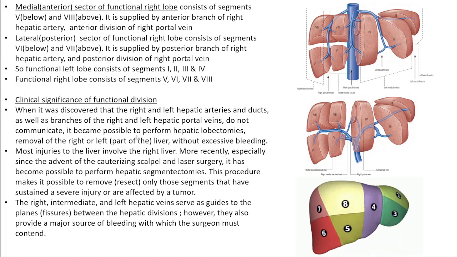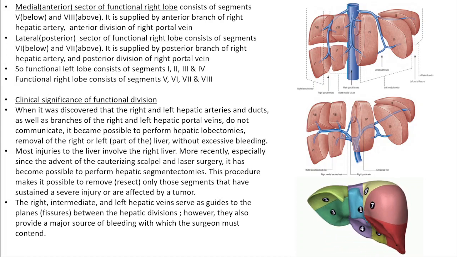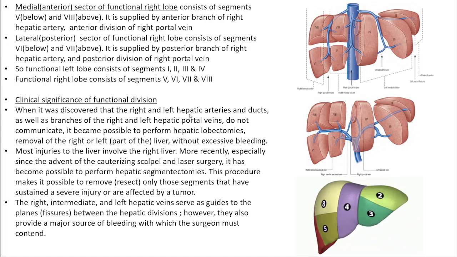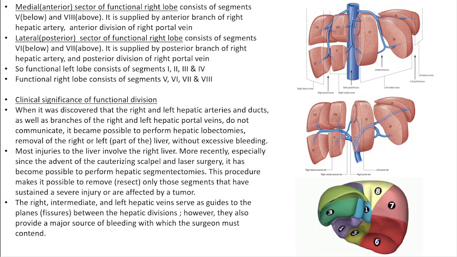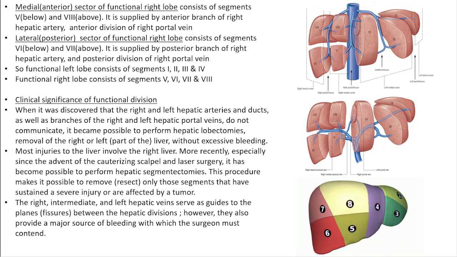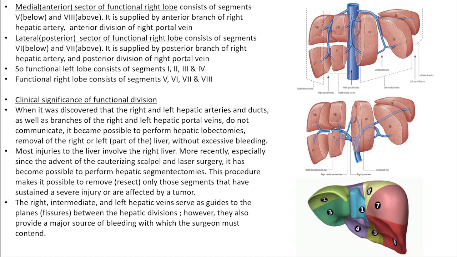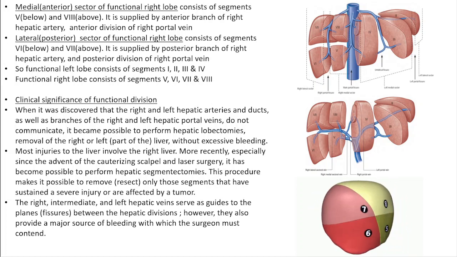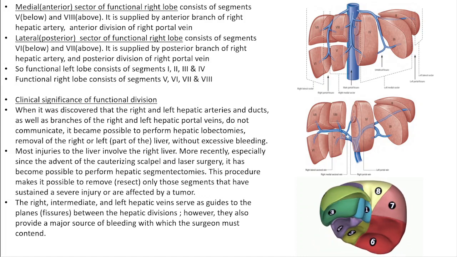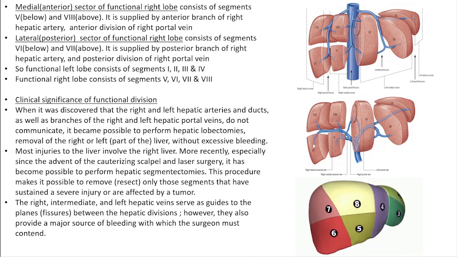Right. What is the clinical significance of this functional division? One, I have already talked about the segmentectomies of the liver. Another thing is that these right and left hepatic arteries, after originating from the proper hepatic artery and further dividing, are the lobar arteries or the primary arteries. Then they divide into their anterior and posterior divisions, which are the secondary branches, and then the anterior division will divide into superior and inferior division. Those are tertiary or segmental branches. The posterior division will also divide into superior and inferior branch. Those are again the tertiary or the segmental branches.